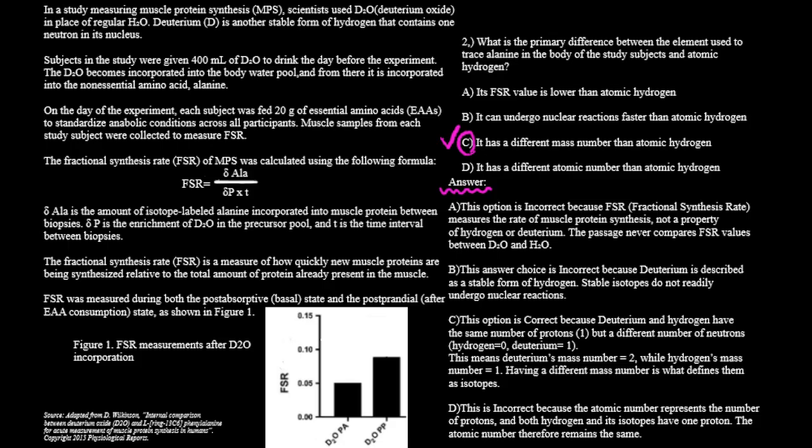Answer choice D says that deuterium has a different atomic number than atomic hydrogen. This is incorrect because the atomic number equals the number of protons, and all isotopes of the same element have the same atomic number. The atomic number defines the element itself. The correct answer is C. Deuterium has a different mass number than atomic hydrogen.